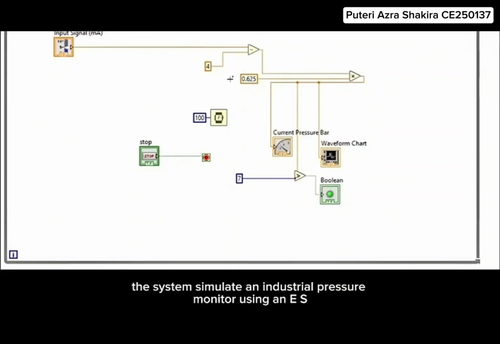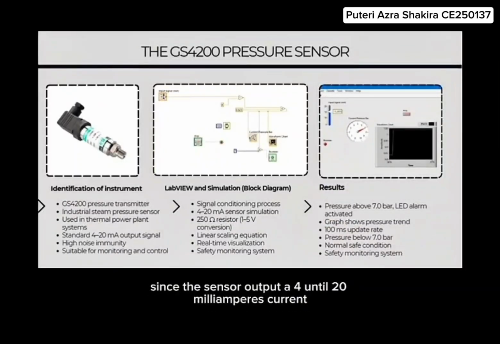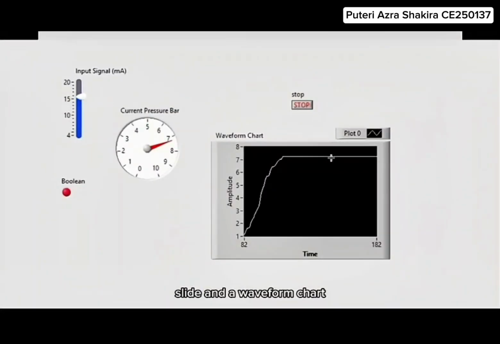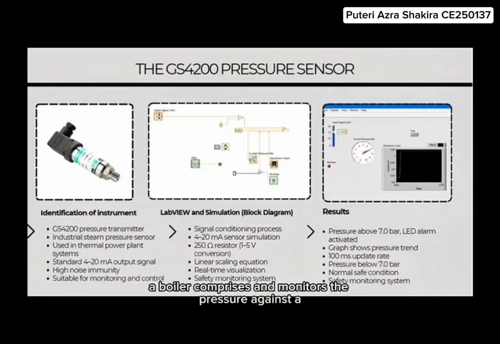Now, I will explain about simulation, which is the block diagram. According to the features above, from figure 1.2, the raw signal is processed using signal conditioning to convert electricity into physical unit, which is bar. The system simulates an industrial pressure monitor using an ES1 GS4200 transducer. Since the sensor outputs a 4 to 20 mA current, a 250 ohm resistor is used to convert the signal into 1 to 5 volt for LabVIEW.